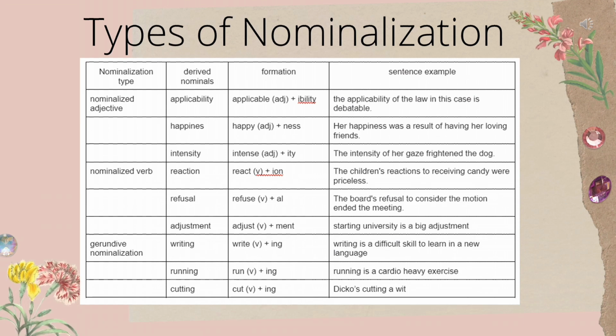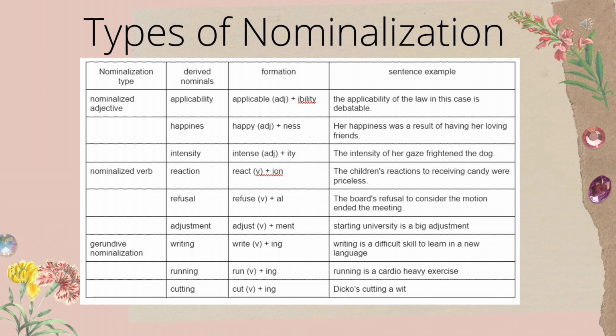And here are the types of nominalization. In nominalization, there are three types that you must know. The first one is nominalized adjective, the second is nominalized verb, and the third is gerundive nominalization. From the table we can see some words which come from different word classes, but because they are added with a derivational affix, they become nouns.